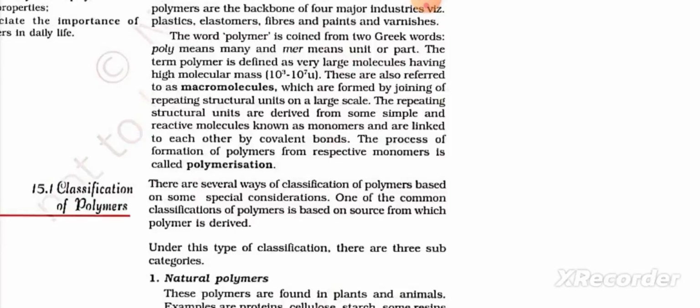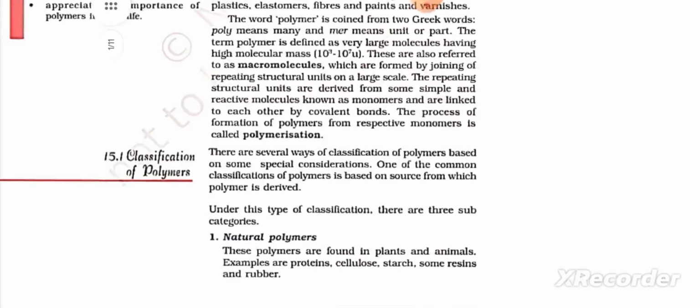They are also referred to as macromolecules, which are formed by the joining of repeating structural units on a larger scale. The repeating structural units are derived from some simple and reactive molecules known as monomers and are linked to each other by covalent bonds. The process of formation of a polymer from the respective monomers is called polymerization.